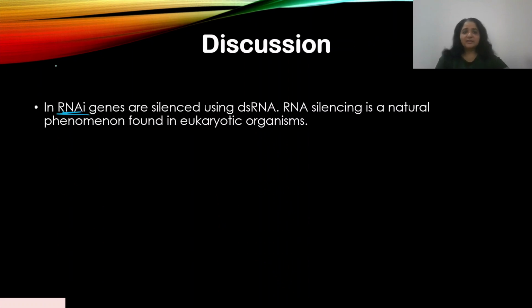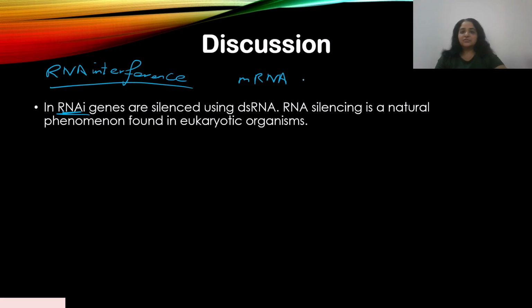So RNAi is RNA interference. As the term itself suggests, you are interfering with the RNA. Okay, so we know that mRNA is translated into proteins. So what if you want to interfere with this RNA? Then it will not translate into that protein, right? So you can get rid of something that you don't want. Okay, so basically that's the idea. So RNAi genes are silenced using double-stranded RNA.